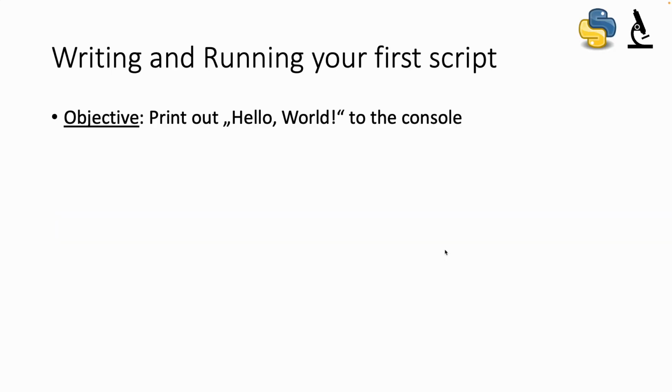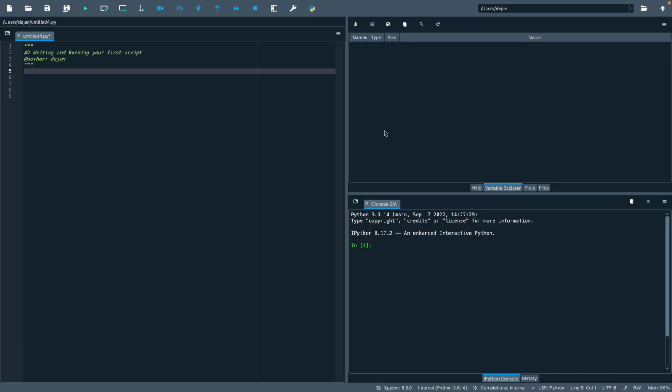So now let's go ahead and write and run our first script. The objective is, that's a classic in programming, we want to print out Hello World to the console. How do we actually do that? So now I'm in the Spyder environment, and we want to print out Hello World to the console, which is over here on the bottom right.